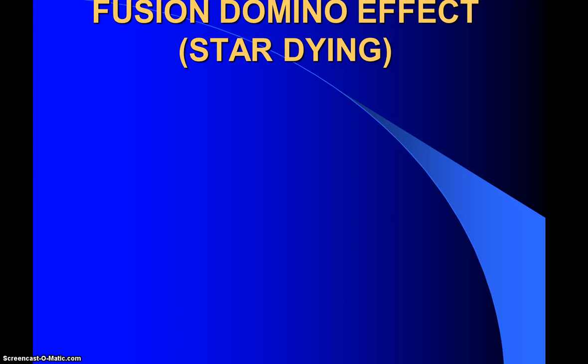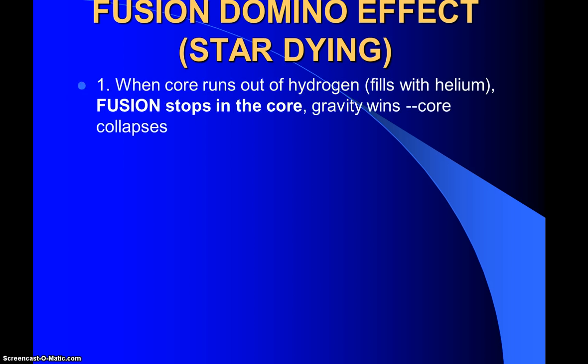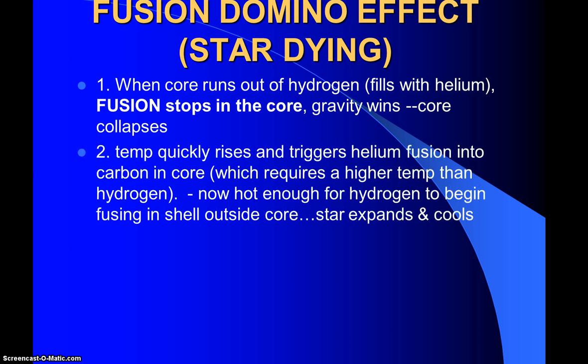So fusion domino effect means that you're going to progressively get heavier and heavier elements as the star goes through its dying stages. When a core runs out of hydrogen, obviously it's filling up with helium because the hydrogen is turning into the helium by Einstein's reaction, E equals mc squared, fusion essentially. And when helium is the only thing in the core of the star, fusion stops, gravity wins, and the core collapses. The forces were not balanced and gravity won.